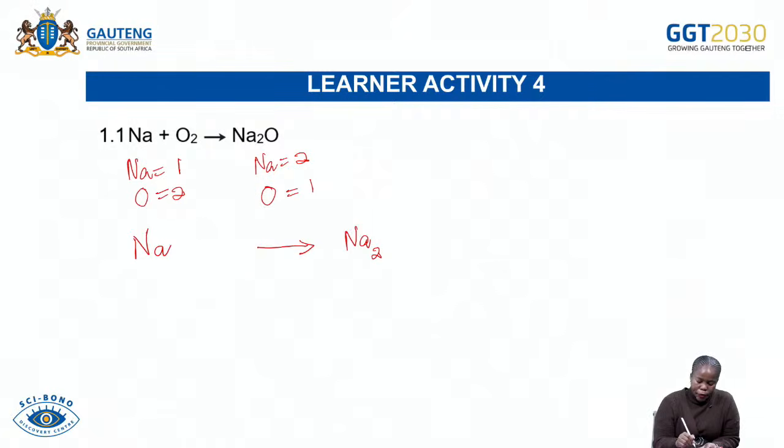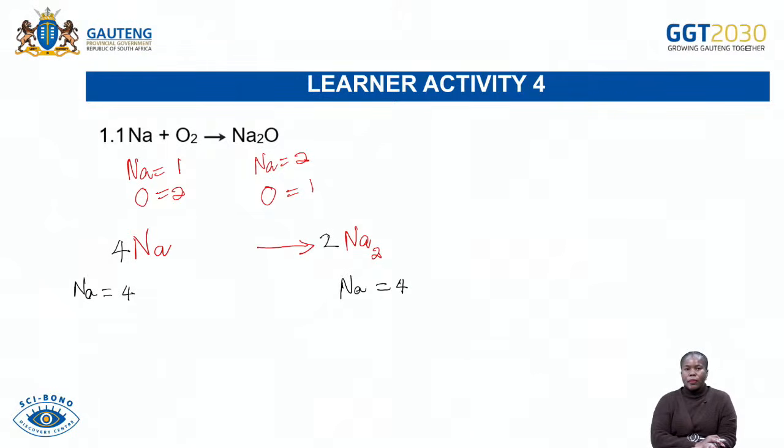Let me add black. So what we did here, we added a 4 here, and on this side, if now we've got 4 atoms of sodium, how can we make this one to be 4? By adding a 2 over here, so that when you say 2 times 2, it gives us 4. Now, with sodium we are done. Sodium, we have 4 atoms on the reactants, and then we've got sodium having 4 atoms.